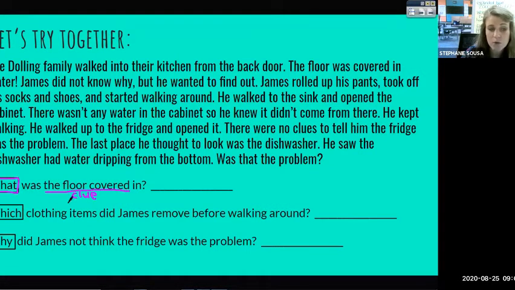These are clues. They tell me what I'm looking for in the text. So let's take a look at this question. What was the floor covered in? I'm going to read. The Dalling family walked into their kitchen from the back door. The floor was covered in, oh, look at that. Look at my clue words right here. They're right here in the story. The floor covered in is in the question, my answer. The floor was covered in water, and there's my noun. My thing that the floor was covered in is water. So these clue words help me identify the correct information for my answer because they match up exactly.